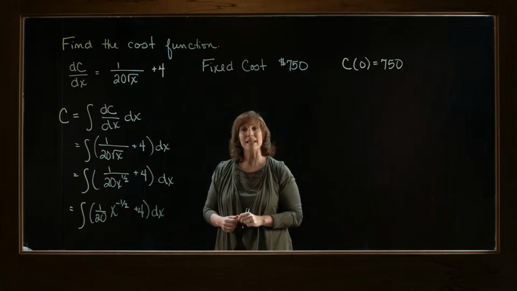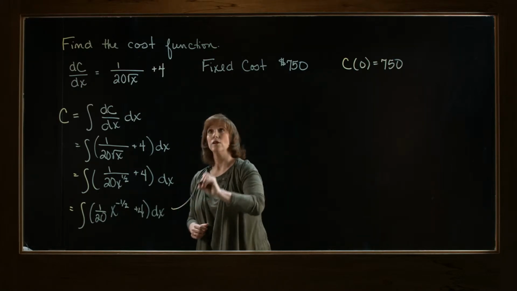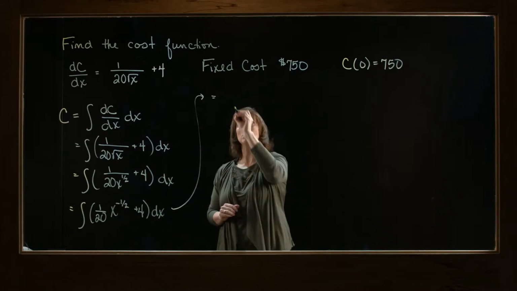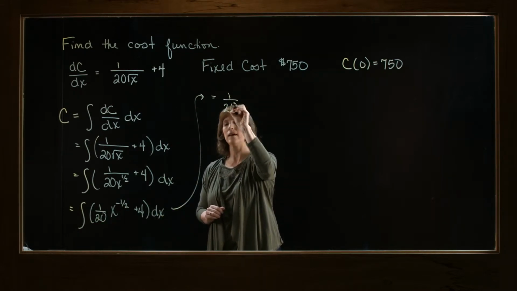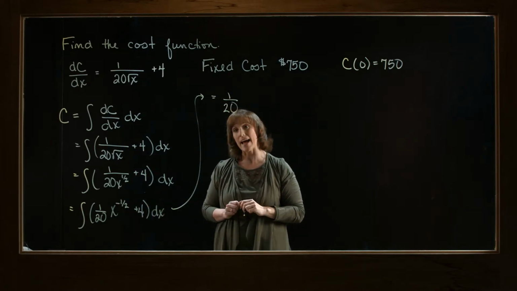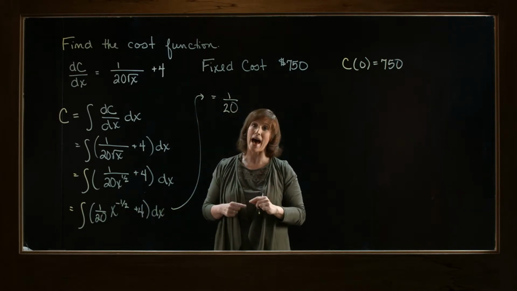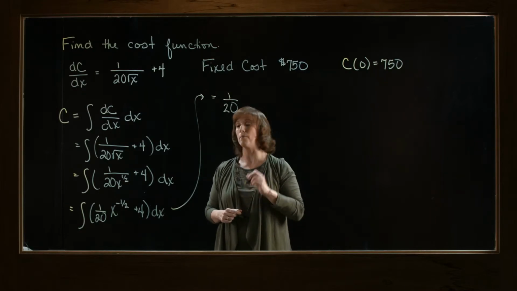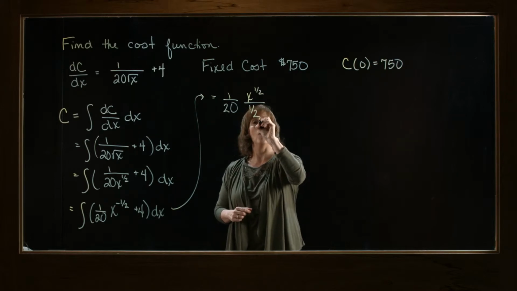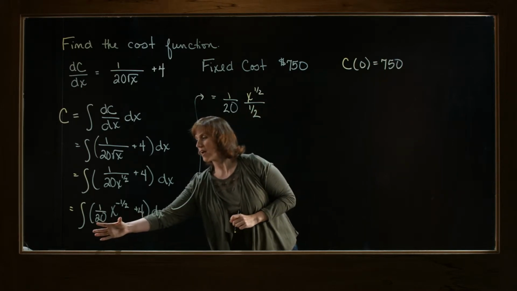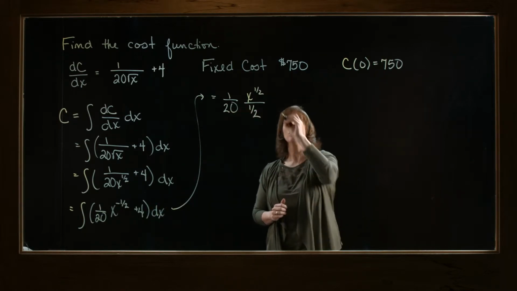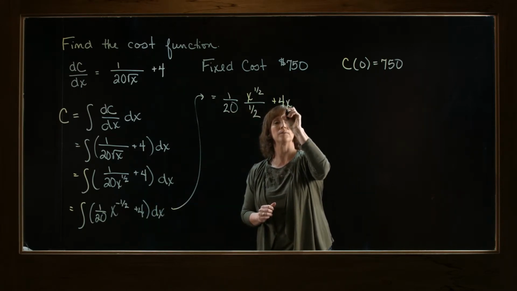Now I'm able to use my basic integration rules. So I notice that in my first term, I have a constant multiple of 1/20, and I can use my simple power rule to integrate x to the minus 1/2. Remember, you add 1 to the exponent and divide by the same number. So that will be x to the 1/2 all over 1/2. That takes care of the integral of my first term. Now I need to integrate 4 dx, which is just 4x.